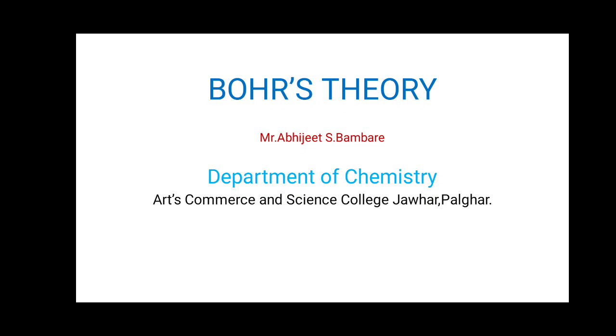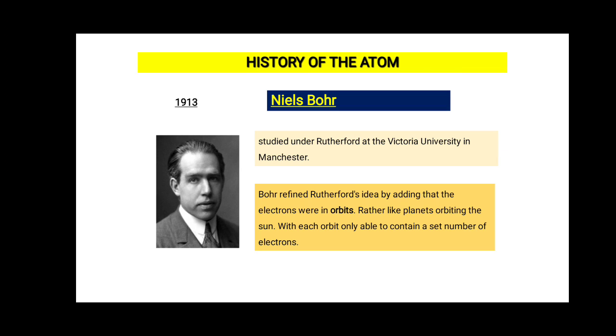Welcome you again. In chemistry paper 1, unit 2, that is atomic structure, we started the historical representation of atomic structure. In the last lecture we discussed Dalton's theories, then the Rutherford atomic model, what the Rutherford atomic model is, and then the drawbacks of the Rutherford atomic model. Today we are going to start a new theory, that is Bohr's theory. Let's discuss the history of the atom.